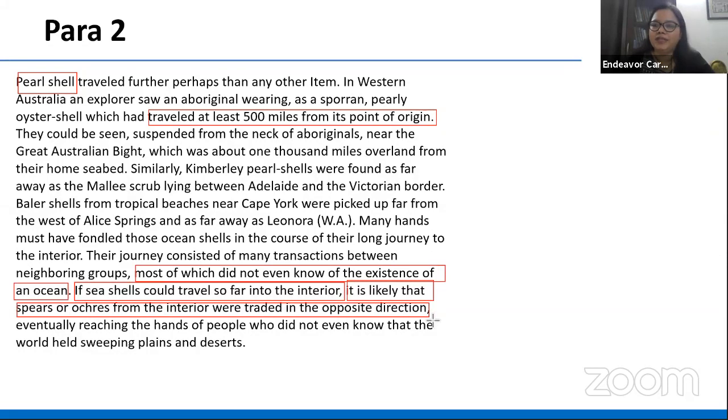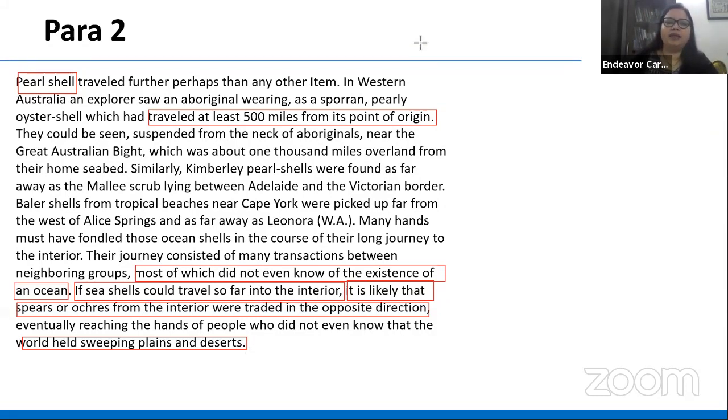So the tribes that lived close to the seashore sent pearl shells into the interior lands. And from the interiors, other things came in, like spears or ochre. Ochre is a certain kind of clay, red colored clay that the tribals used. Reaching the hands of people who didn't even know that the world held sweeping plains and deserts. These are those tribals who lived on the seashore or closer to the sea line, and they had never gone beyond that. They'd never seen plains and deserts. But trading happened. Now look at the sophistication of these people, and you're calling them tribals and aborigines, okay?